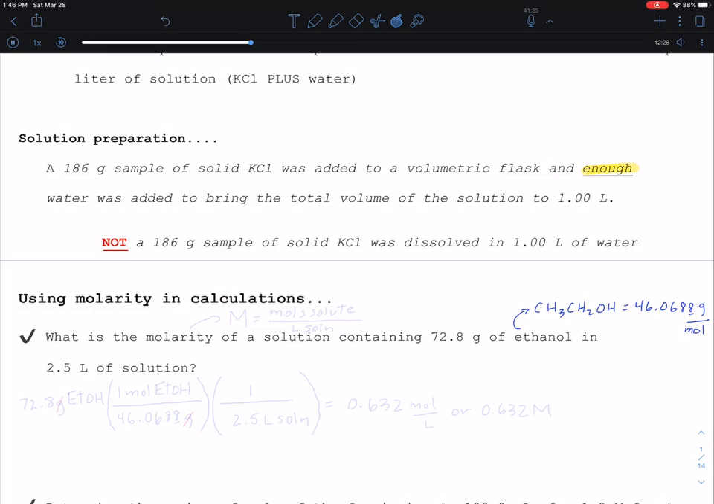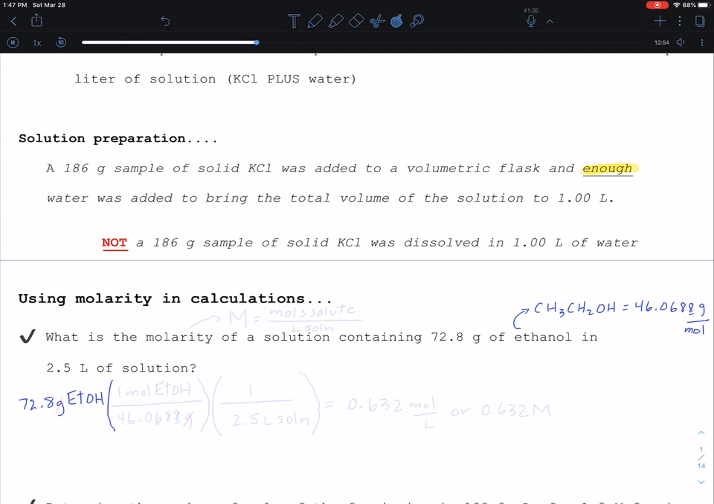But I'm told that I have 72.8 grams. So over here, I'm going to start this off, 72.8 grams. I'm going to abbreviate ethanol just to save space. I'm going to call it ETOH, okay? Just to save us a little bit of space so that you know what I'm talking about as we work through the calculation.